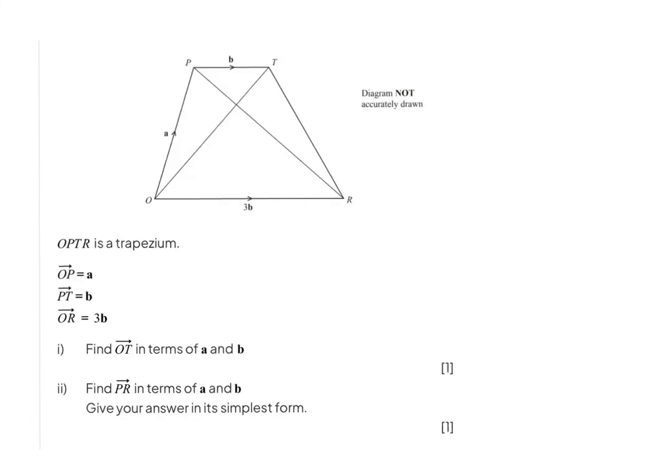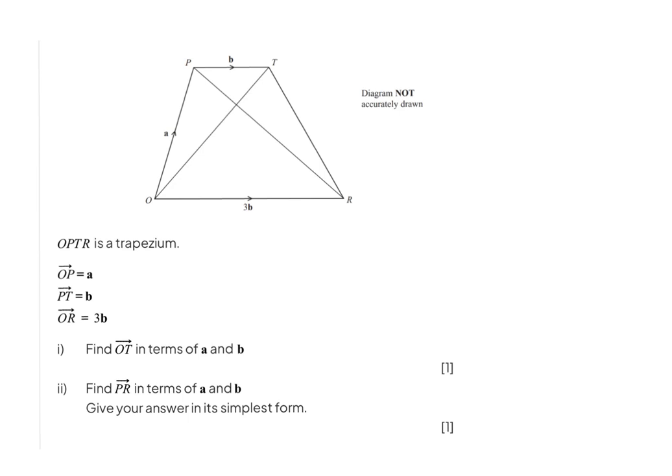In this video, we are going to have a look at vectors using A and B. In front of you, you can see a trapezium and it's got a few vectors labelled on, and they're also given in the description in the question. So OP is A, PT is B, and OR is 3B.